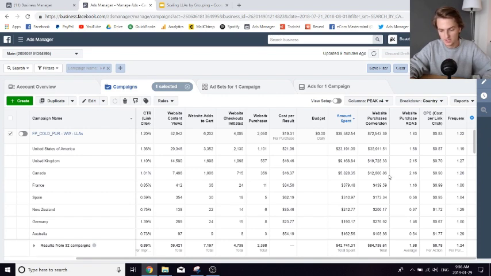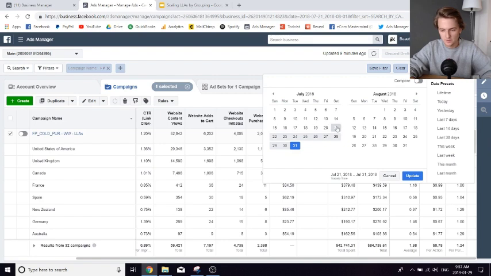So it's clear that the countries that we were spending the most on were the United States, UK, and Canada. But clearly, the United Kingdom and Canada provided a much better return on ad spend. And so that tells me that I could group United Kingdom and Canada to create larger audiences and scale them. And so that's exactly what I did.